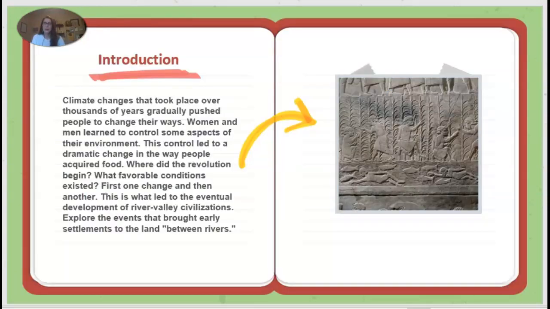Our introduction: climate changes that took place over thousands of years gradually pushed people to change their ways. Women and men learned to control some aspects of their environment. This control led to a dramatic change in the way people acquired food. Where did the revolution begin? What favorable conditions existed? First one change and then another led to the eventual development of river valley civilizations. Explore the events that brought early settlements to the land between rivers.